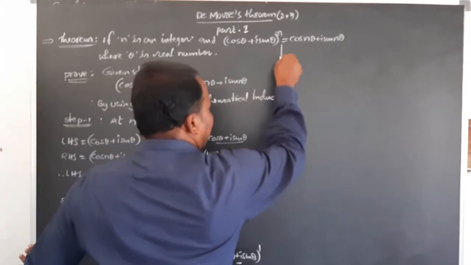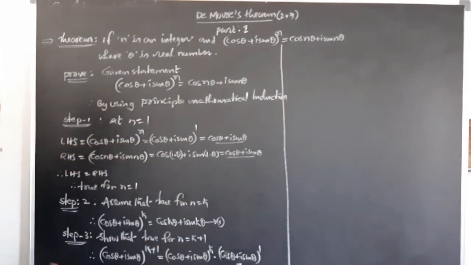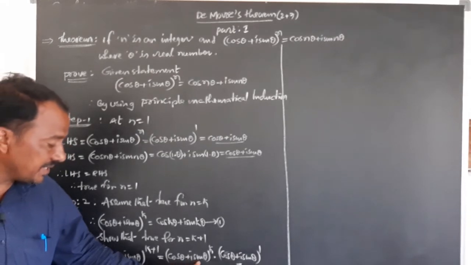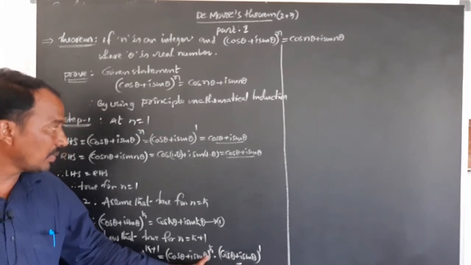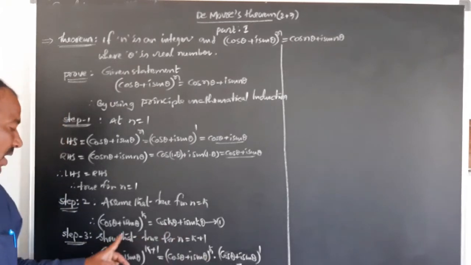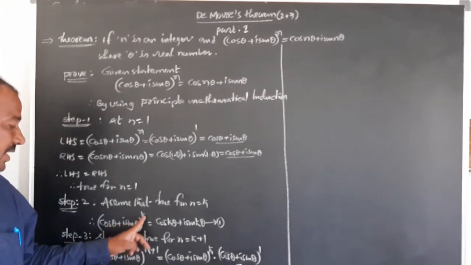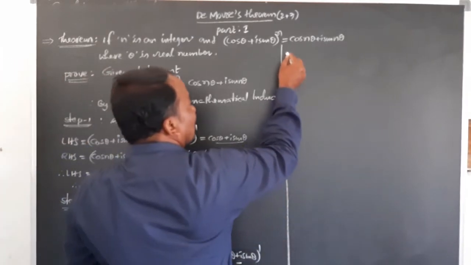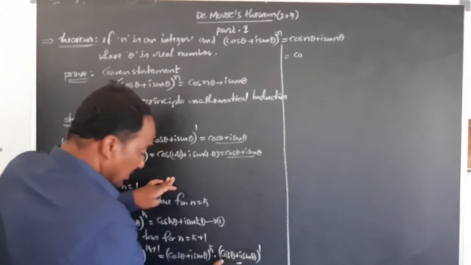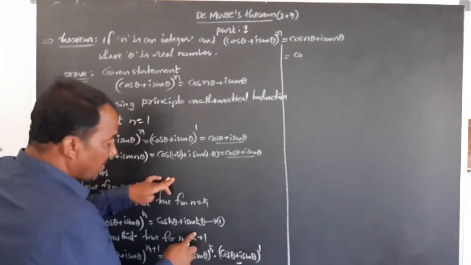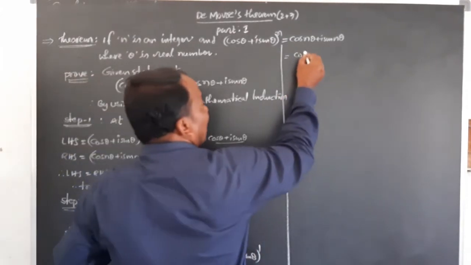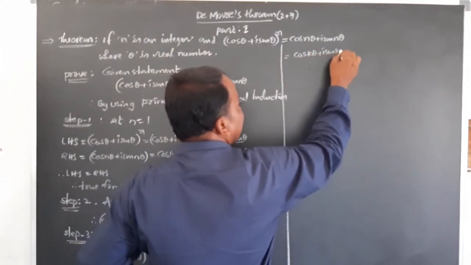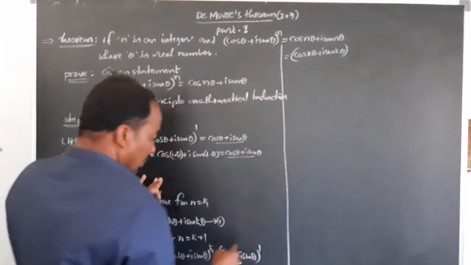Okay. So next, substitute the value of (cos theta + i sin theta)^k. From 1, it implies (cos theta + i sin theta)^k equals cos k theta + i sin k theta. So (cos theta + i sin theta)^k equals (cos k theta + i sin k theta) into (cos theta + i sin theta).